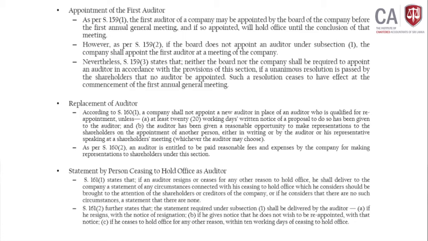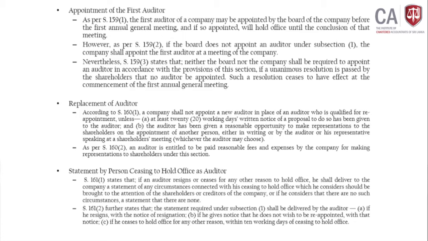Now when an auditor is appointed and he is engaged in the company affairs, how to replace such an auditor is the next important area that we need to discuss. The replacement of an existing auditor. You replace one auditor with another auditor. How can you do it? According to section 161, a company shall not appoint a new auditor in place of an auditor who is qualified for reappointment. So, first and foremost, a company shall not appoint a new auditor in place of an existing auditor who is qualified for reappointment.